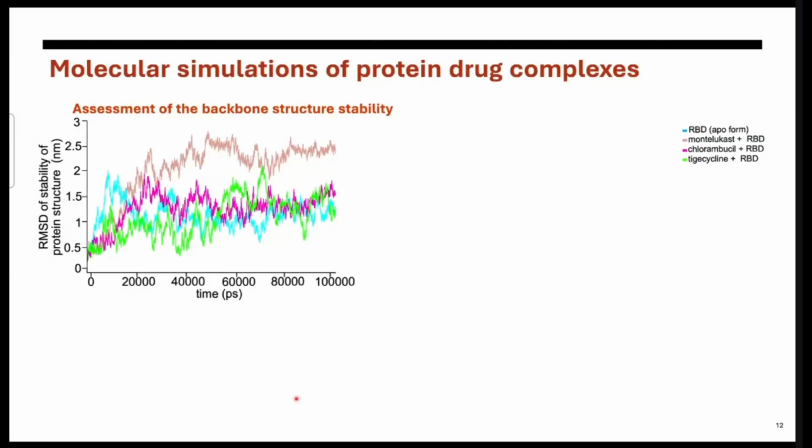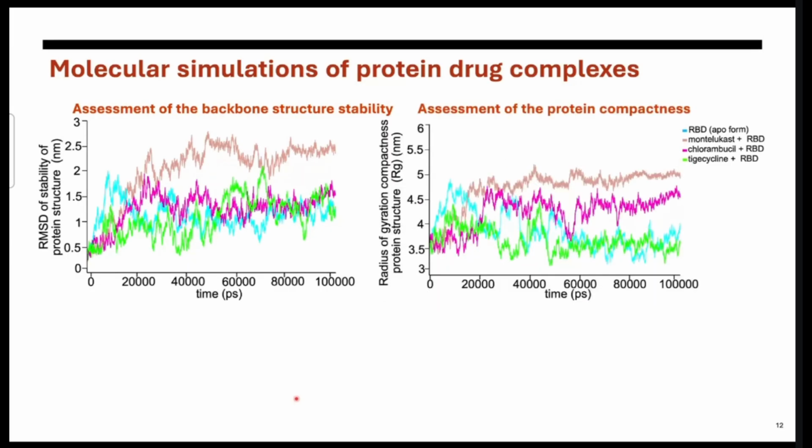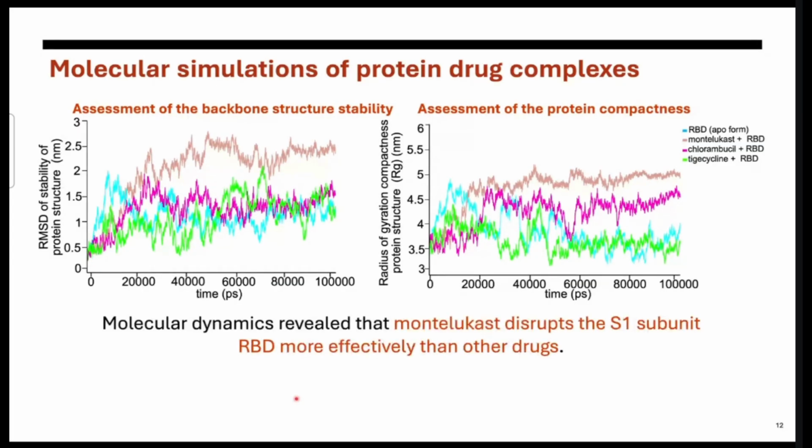And we assessed the output from the simulation data at various levels. First, we looked at the backbone structural stability, where we clearly see that montelukast is disrupting the protein structure significantly when compared to the other drugs, and also compared to the control, where there is no drug bound to the protein structure. And then we assessed the protein compactness. And here also, montelukast is disturbing the protein compactness when it is bound to the RBD protein. So this clearly shows that montelukast is a very interesting drug, which can be taken further for experimental use to understand its binding affinities in infected cells.